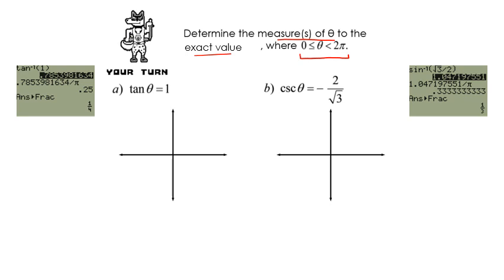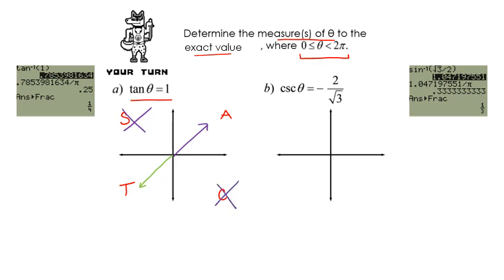So for the first one, I've got tan theta is equal to 1. So if tan is equal to a positive 1, using our CAST rule, tan is only going to be positive in quadrants 3 and quadrant 1. So this time we're ignoring quadrant 2 and quadrant 4.